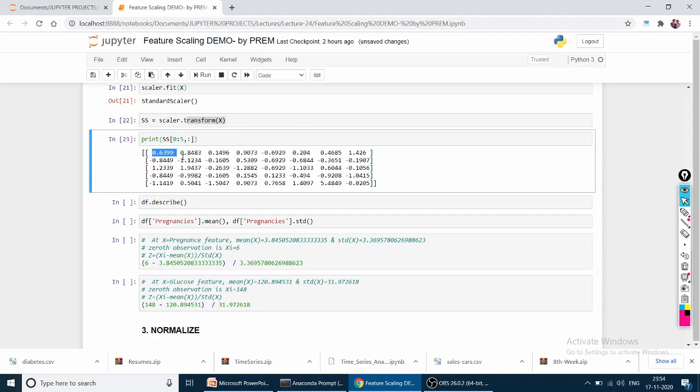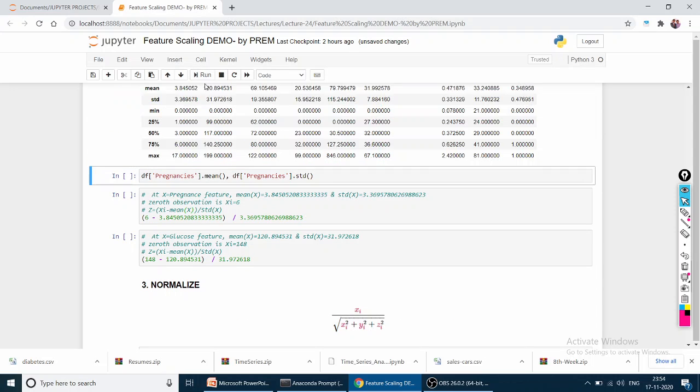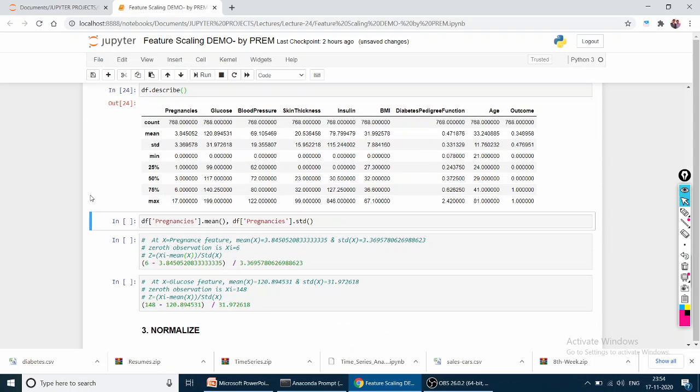So how can you apply the standard scaler? This is the formula. If you see df.describe, here I am applying the formula: z = (xi - mu) / standard deviation. Here xi is the pregnancy value 6. So 6 minus, under pregnancy, what is the mean value? This is the mean value, 3.845.